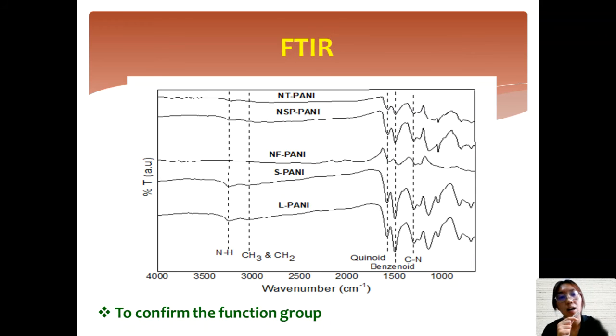From the FTIR spectrum of the polyaniline, the existence of the band at around 1300 wave number indicates the C-N stretching of the secondary aromatic amine, while the broad peak in the range of 3200 wave number could be assigned to the NH stretching vibrations of the secondary amine in the polyaniline. And the peak at around 3000 wave number indicates that the stretching of CH3 and CH2 was present in all synthesized polyaniline.